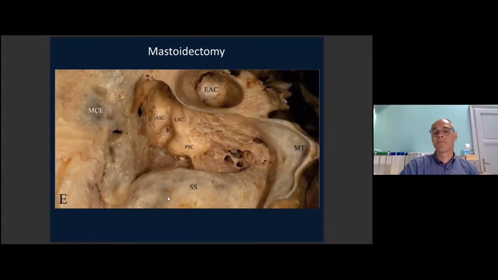One of the most classical approaches within the temporal bone is the mastoidectomy. Nowadays, the mastoidectomy is not so often used, but it used to be, maybe in the 50s, 60s. For instance, in Los Angeles, that was an everyday action.